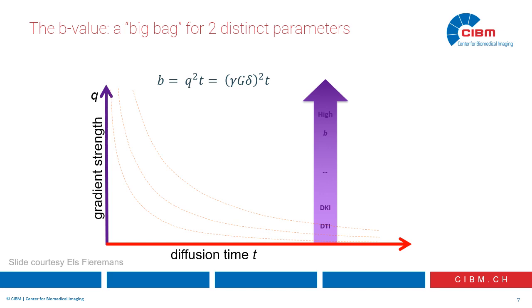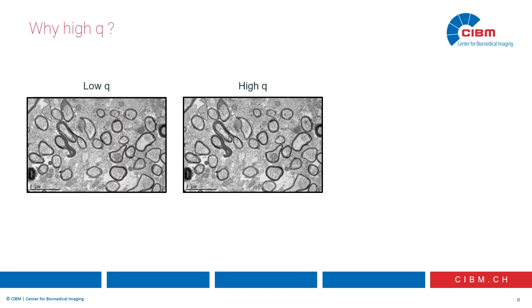Of course, there are also other ways to approach non-Gaussianity, which is to keep the b-value constant and instead vary the diffusion time, such that you can look at trends for time-dependent diffusion and kurtosis, which also give you information about the tissue complexity as well as typical length scales. But this will be covered in the following lecture. So in this lecture, we will fix the diffusion time and just increase the gradient G.